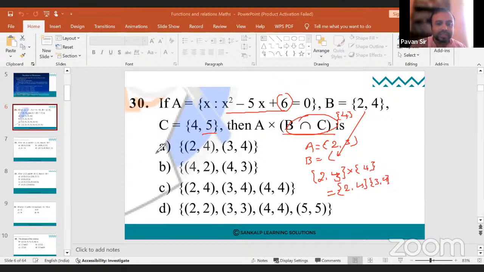Option A is the correct answer. Some have given the wrong one, please correct it. Option A is the correct answer. Jyoti has given C as the option. No, C is not the right answer. So option A is the correct one: (2, 4), (3, 4). I hope you understood now. Is that clear? Next one.